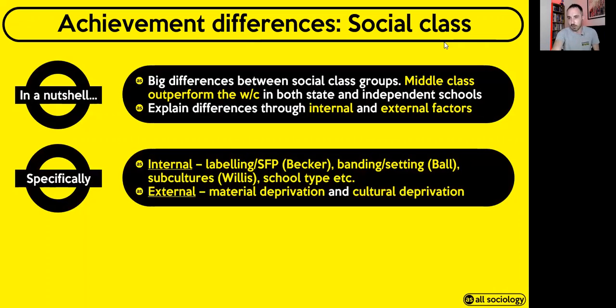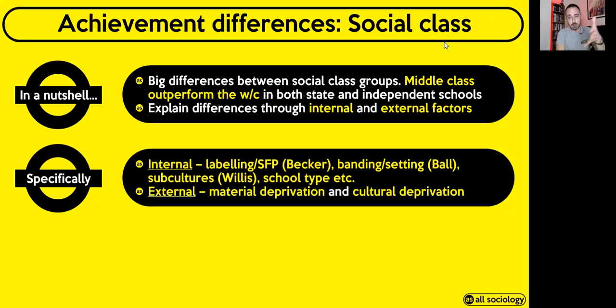So looking at the internal stuff, so what happens in school, we can talk about the role of labeling and self-fulfilling prophecy. Becker and Hargreaves both actually say there are links between the way teachers label pupils. So in the case of Becker, it's the ideal pupil. And these are very closely linked to class. So Becker even said that the middle class pupils most closely embody that idea of what an ideal pupil is, and working class kids are furthest away.